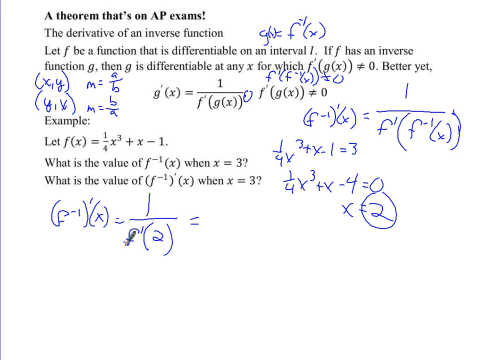Well, how do I get f prime at 2? Take the derivative of f. And that's an easy one that we can do. 3/4 x squared plus 1. So now I have 1 over, so that's 4. 3/4 times 4 is just 3, plus 1 is 4. So the answer is 1/4.